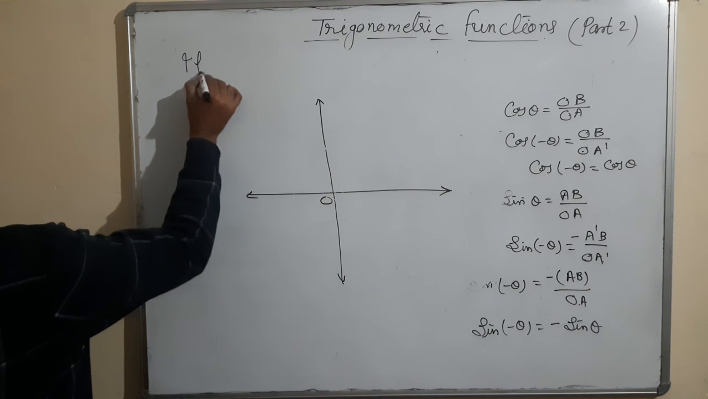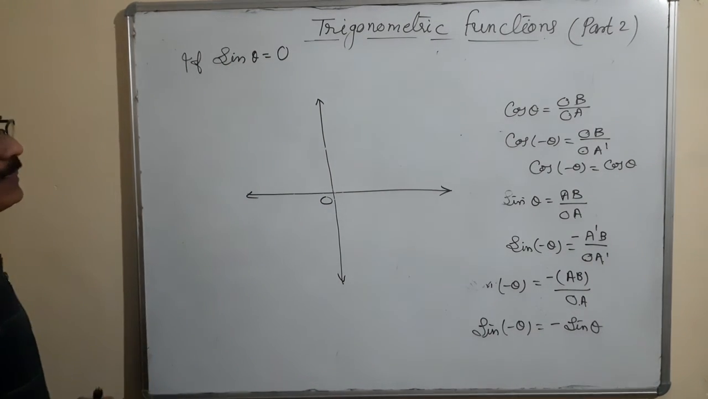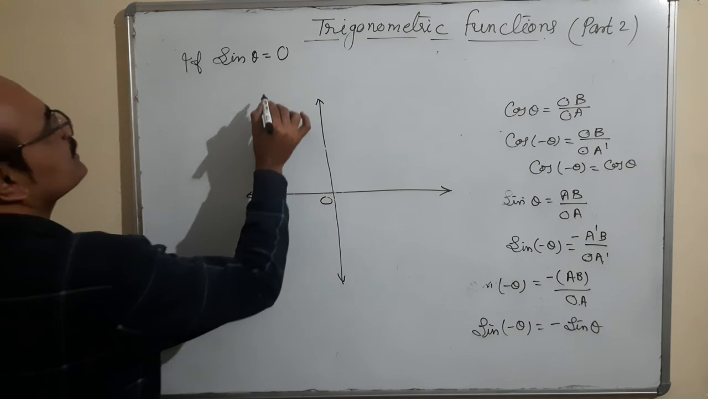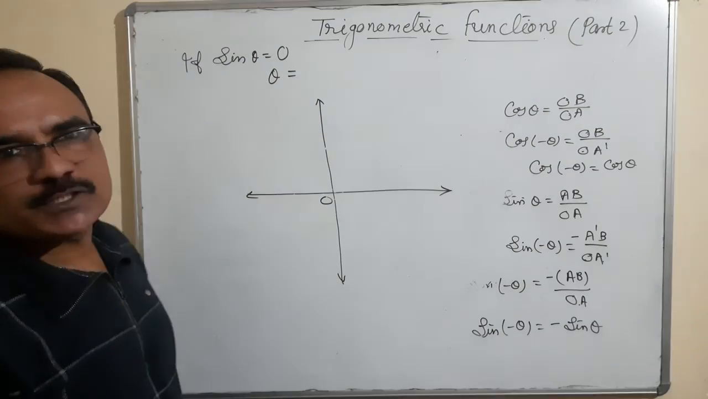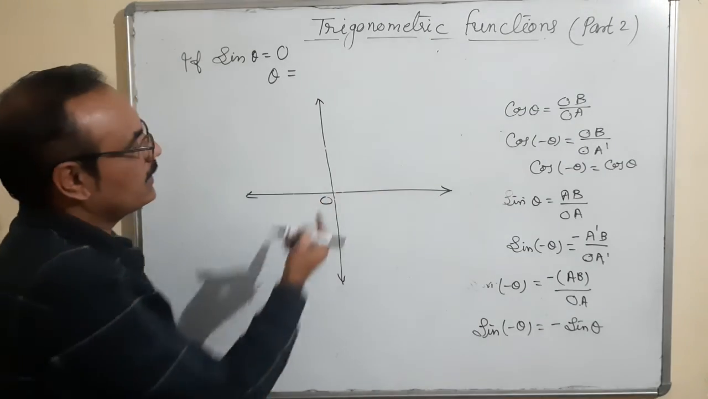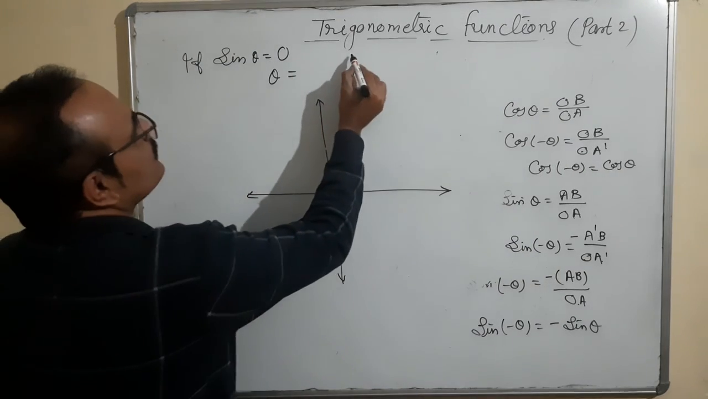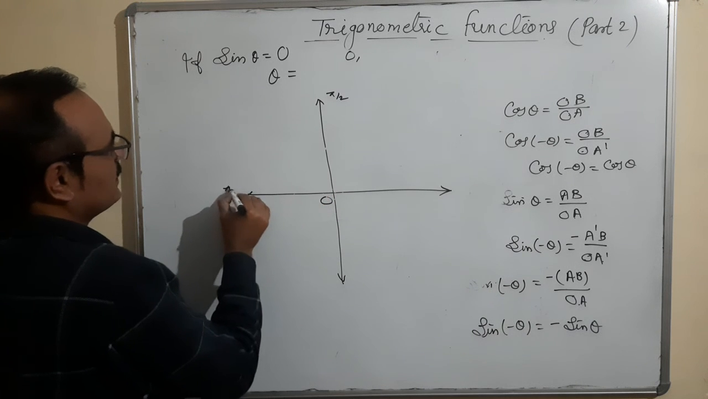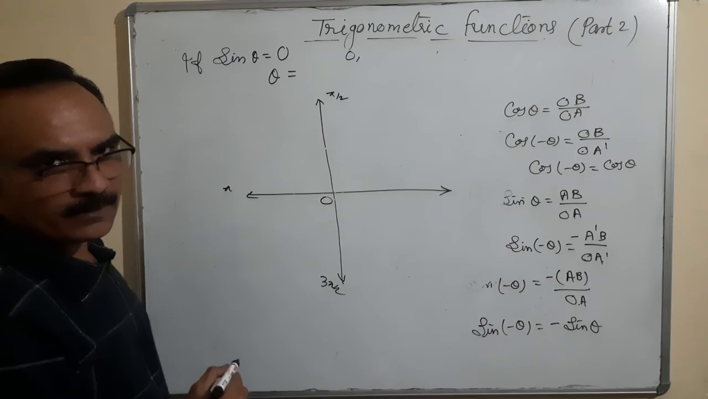If sine theta is equal to 0, that means theta is equal to how many values possible here? The 0 is coming here, 0, then again the alternate term, with a difference of 180. So that means 0, after that pi by 2, pi, 3 pi by 2, 0 plus pi.